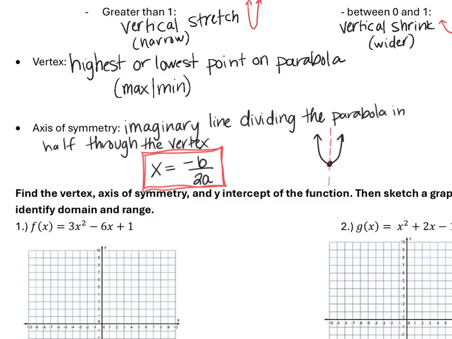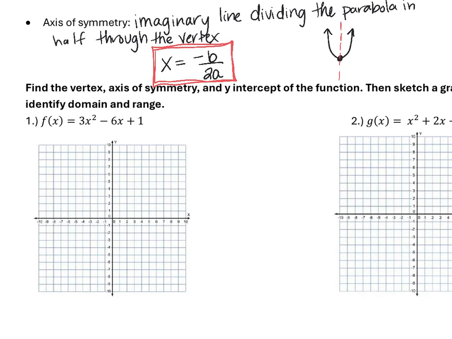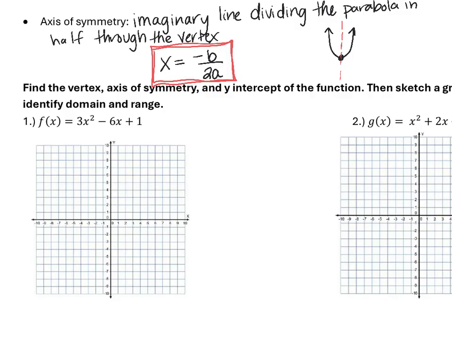What did you say? B is always negative, yeah, to start. Sometimes it'll get positive if you put another negative. Okay, so what we will use this for are questions like this: finding the vertex, the axis of symmetry, and the y-intercept of each of these functions. And then we're going to sketch a graph.